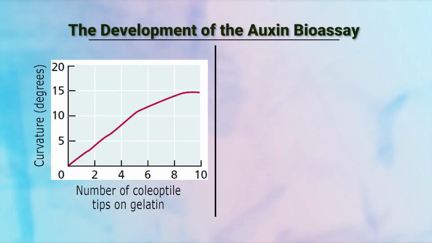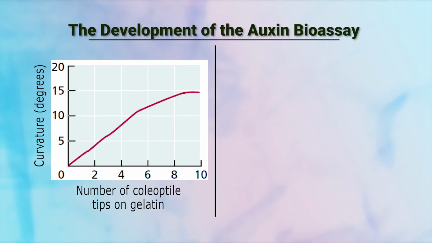Went could measure the degree of curvature, and he saw that the degree of curvature is proportional to the number of coleoptile tips present on the gelatin block. Thus, this could be used as a bioassay for auxin. Here on the left graph, you can see that the degree of curvature shows a positive correlation with the number of coleoptile tips on gelatin.